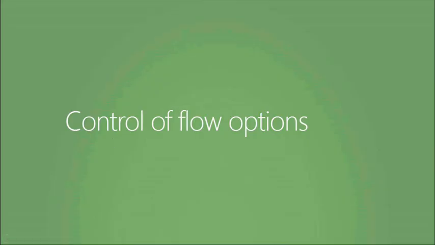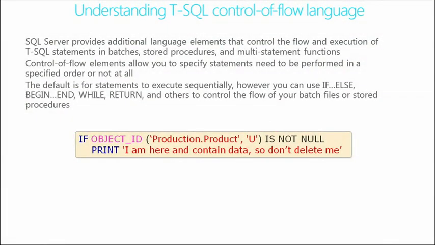And we're going to look at control flow options now, how we can control what's going on in a batch and how we can control the route that it takes, if you will, to be able to execute that batch or the statements within that batch. So SQL provides additional elements that control that flow and the execution of statements within there. The default is for statements to execute sequentially. But we can throw things in there like an if-else, a begin and end, a while, or a return. And that's going to control what happens.